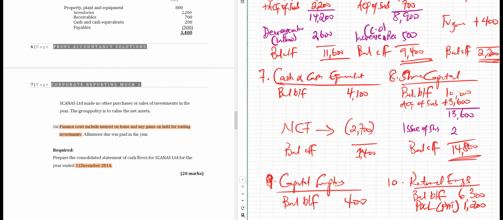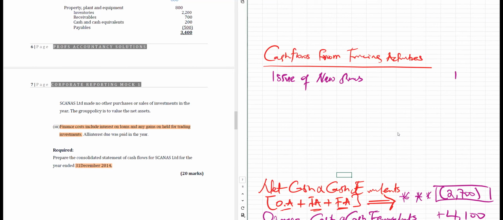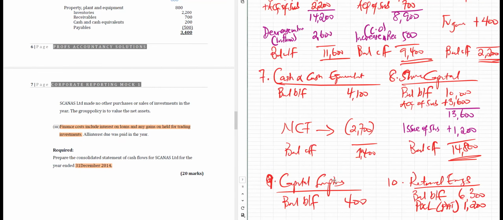So issue of shares, that's financing activity, right? So straightforward. Come down here and say what? Issue of new shares. That's the 1,200 cash coming in. Good. So share capital, the account is closed. Capital surplus, there was no movement on the account, was there?